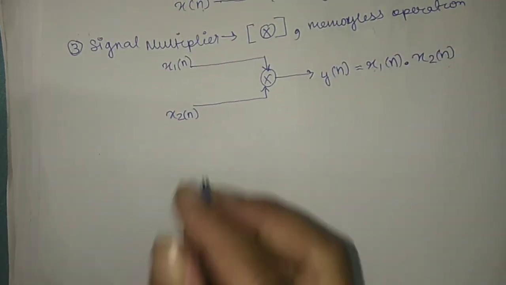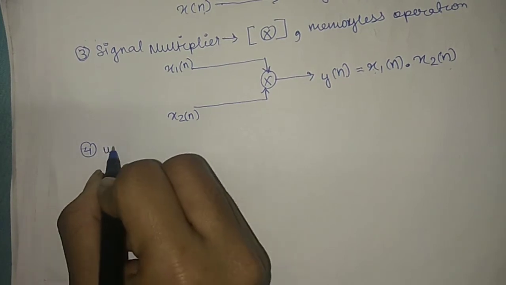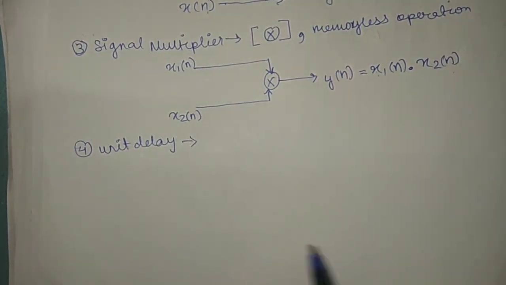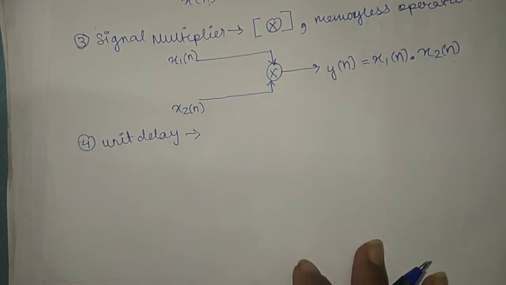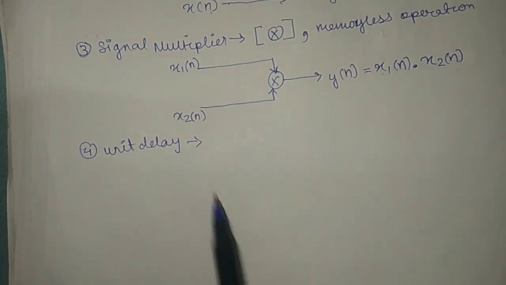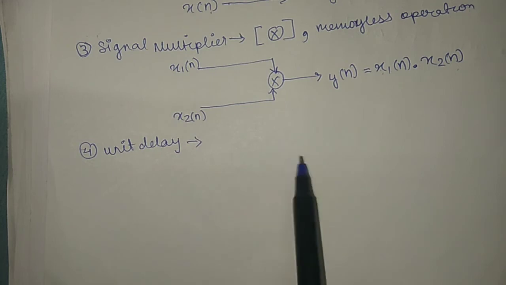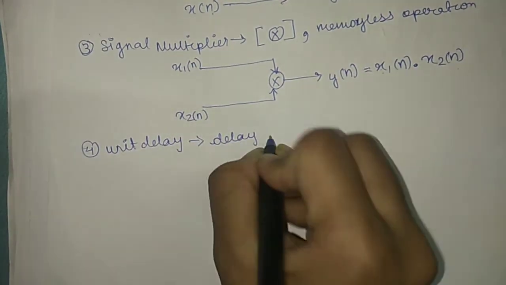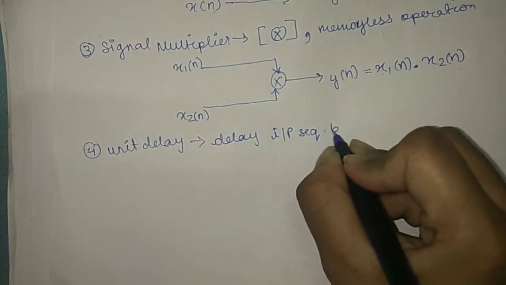Then fourth is unit delay. So unit means one, a single, unity. So this is simple. This block is used to delay the input sequence by one sample.